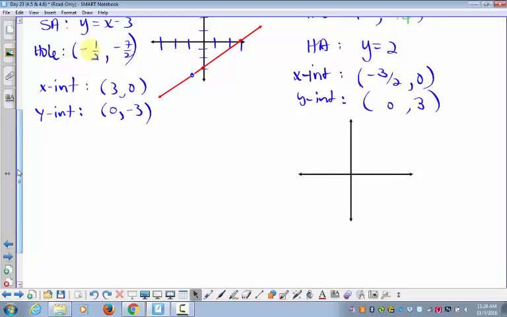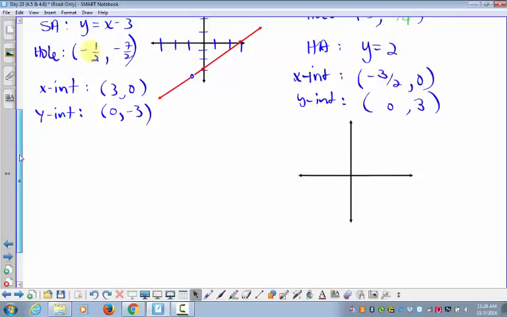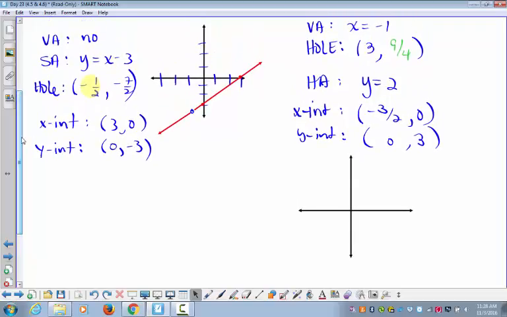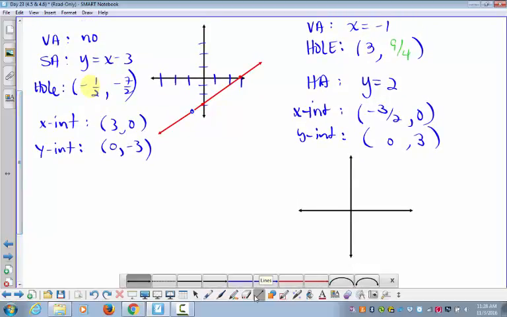Okay, so let's plot what we know. We have a horizontal asymptote. Where's our vertical? Our vertical is at -1. Let's plot all these asymptotes: x = -1, y = 2. Let's graph our hole at 3 and 2 1/4.